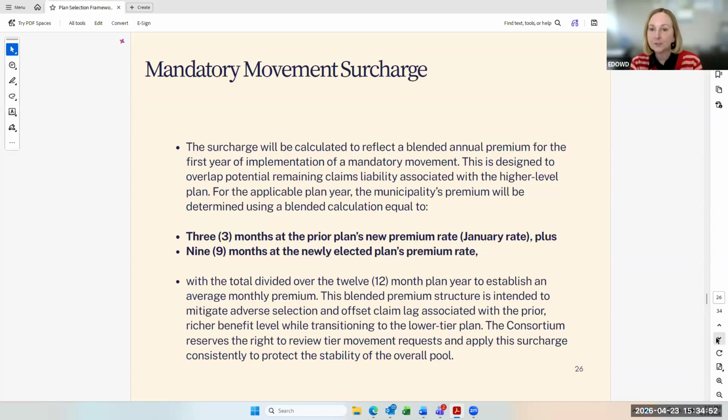This allows you to still save money in year 1 of implementation, but it still allows the consortium a little cushion to pay your runout from a much richer plan. So we take that 3 months plus 9 months, add it together, and divide it by 12 just to make it easy for you. So you're paying that over a 12-month period. You have one rate for the year, regardless of new people dropping off. You have that one combined premium rate for the new year.